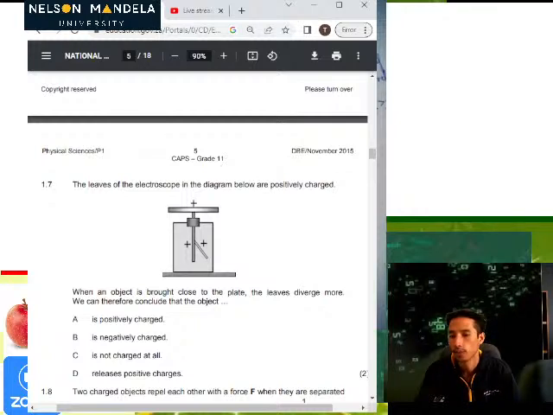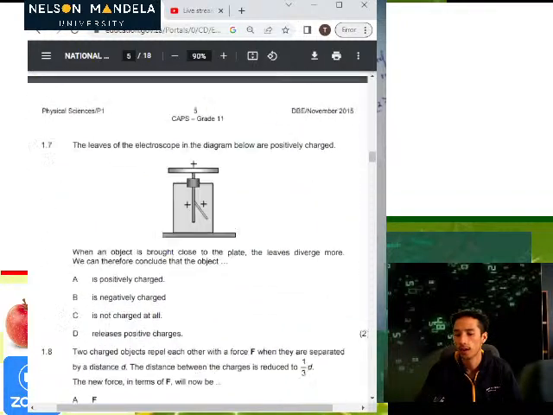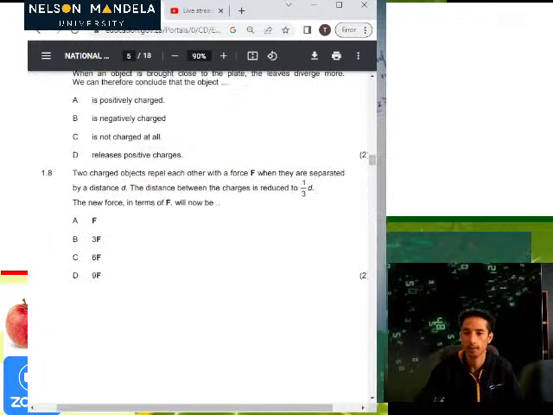If an object which was negatively charged were brought toward the plate, it would cause the spacing between the leaves to decrease. So if you bring more positive charge toward the plate, repulsion will be very strong, and that will cause the leaves to diverge more. So the correct answer here is A.